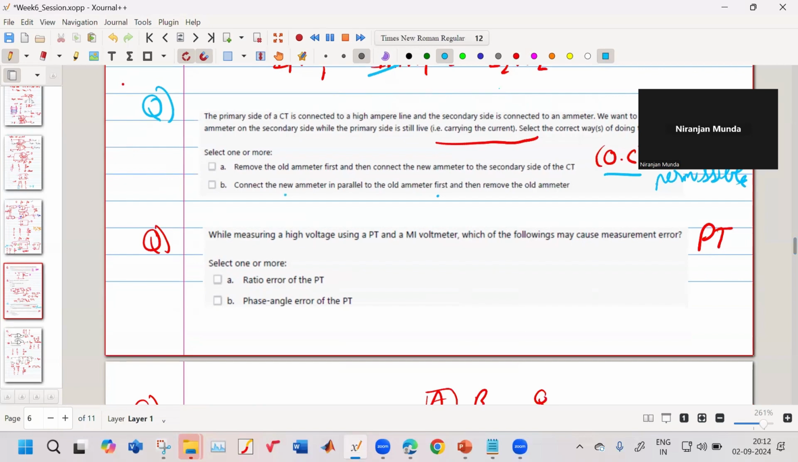Then I considered measuring a high voltage using a PT and an MI voltmeter. Only the ratio error is seen. The phase error cannot be measured by your MI voltmeter, because it only gives you the RMS value.